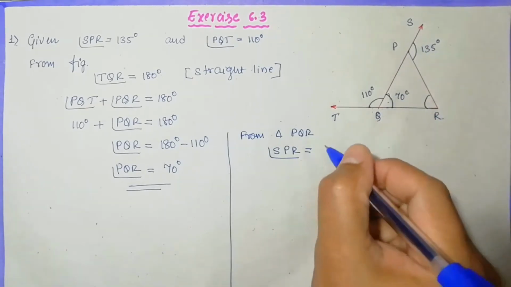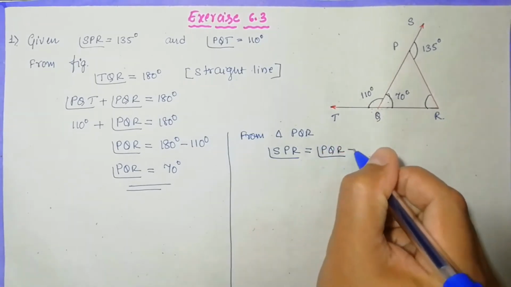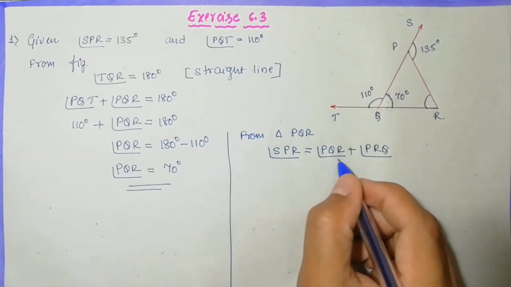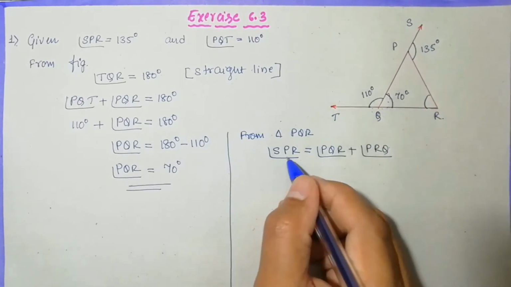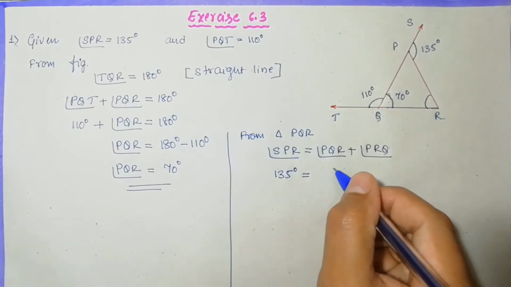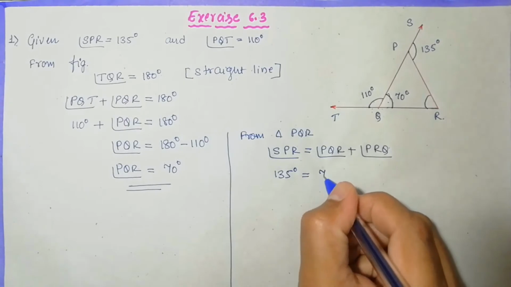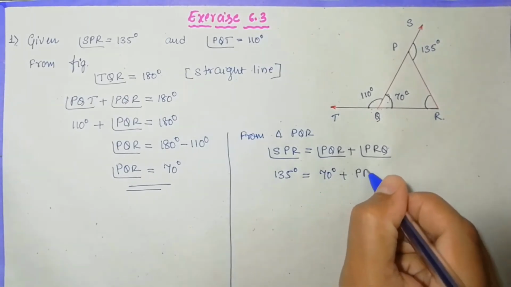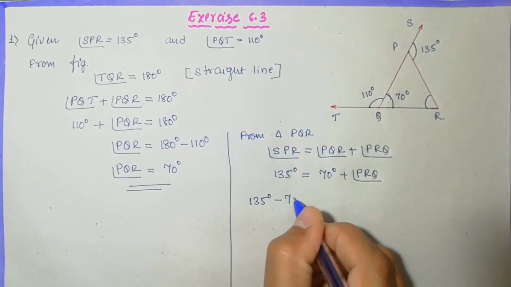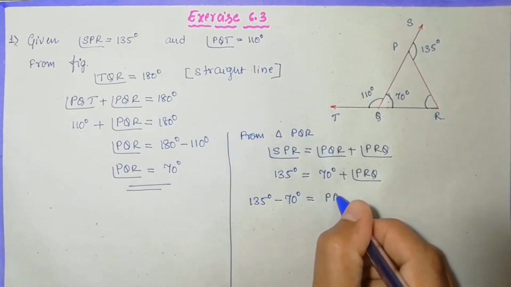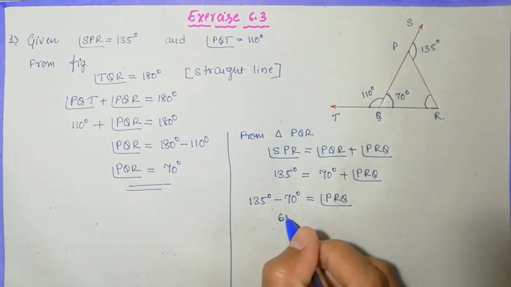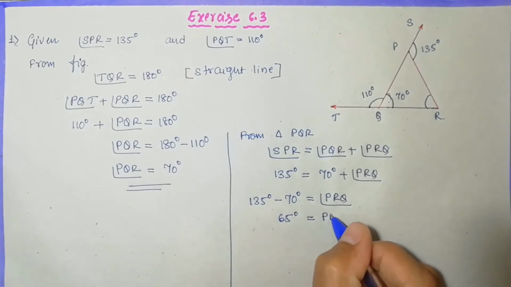Now look at here. Angle PQR plus angle PRQ. Actually, I have to find out what? PRQ. PQR is known for you. PQR is equal to 70 degree. SPR is already given, 135 degree. So that's why 135 degree is equal to what? PQR is 70 degree plus angle PRQ. So now shift this one towards the left side. 135 degree minus 70 degree is equal to angle PRQ. Okay, if we subtract this, we get 65 actually. You will get 65 degree is equal to angle PRQ.